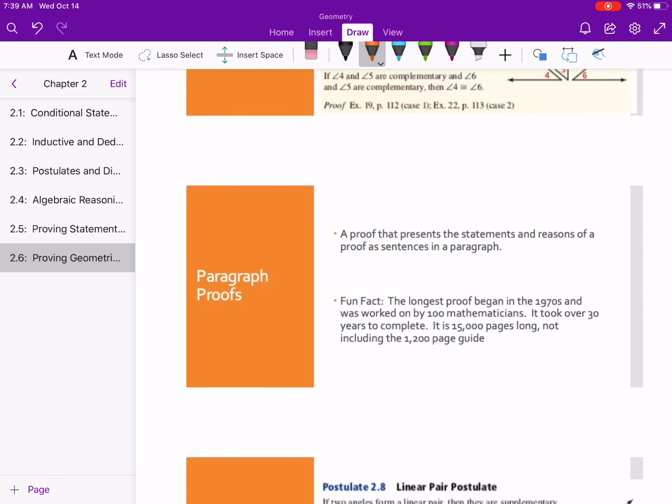Our second type of proof that we're learning about today is a paragraph proof. It's just a proof written as a paragraph. So fun fact, the longest proof began in the 1970s and was worked on by 100 mathematicians, and it took over 30 years to complete. It's 15,000 pages long, and that does not include the 1,200 page guide. So if you ever think about complaining that your proof is too long, just remember that it's not 15,000 pages long.